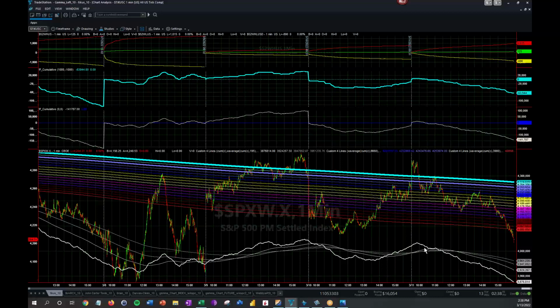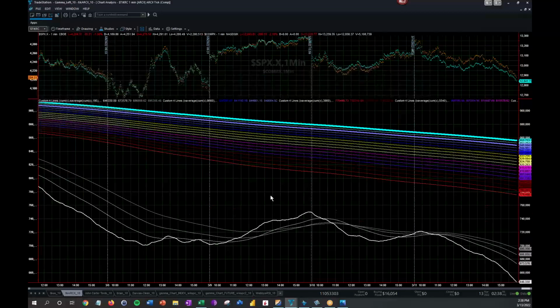There's another indicator that we use, which is a different form of the exchanges, but it's the same type of concepts. Basically, this is the ARCX, which is the NYSE, the NASDAQ, and the AMEX exchanges.